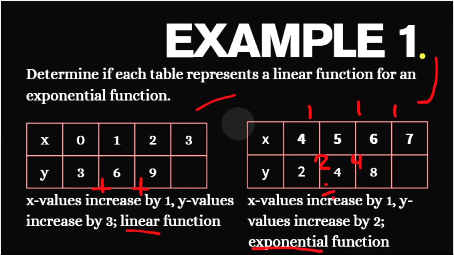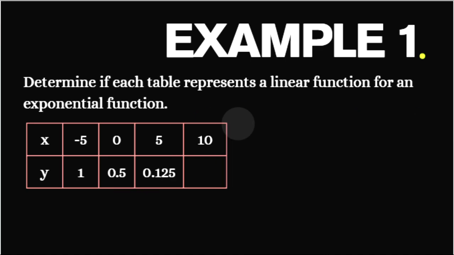Okay, let's go to the next one. Let's look at this table. So we're trying to decide if it's linear or exponential. We have 0 minus 5, 0 minus a negative 5. So the difference between here is minus 5. The difference 5 take away 0 is just 5.